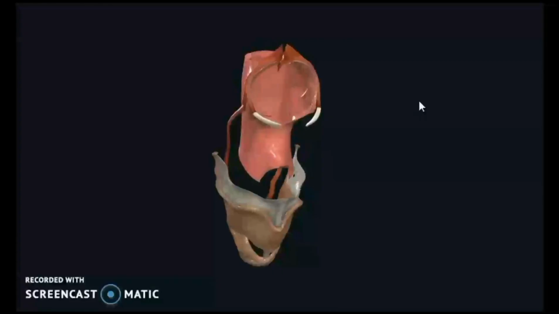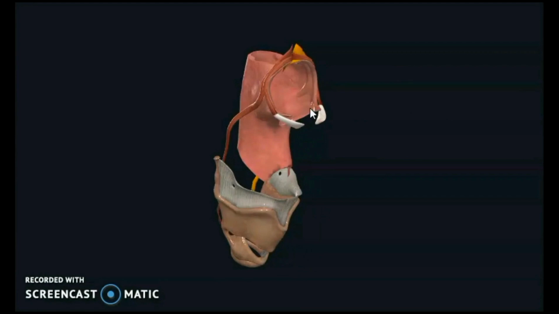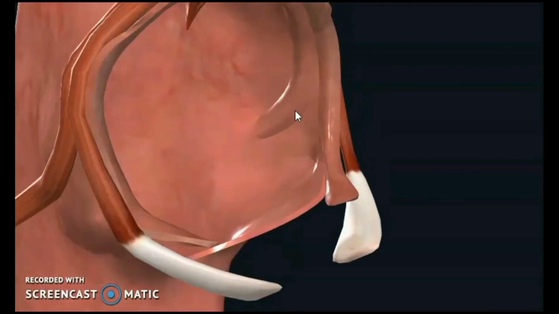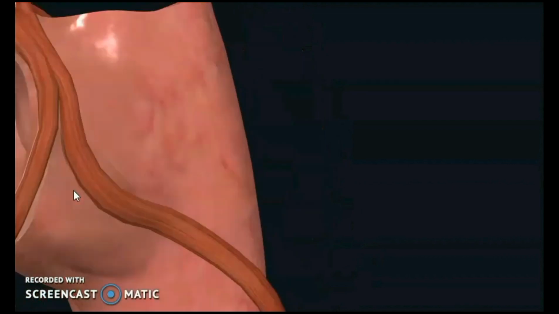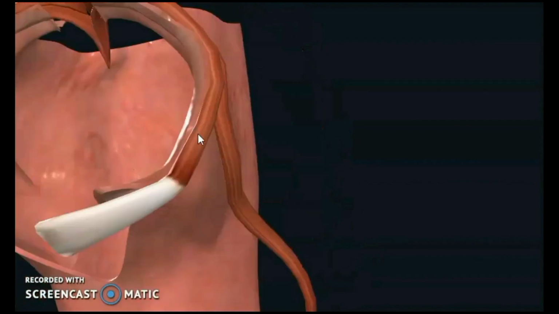You can see there it forms the anterior pillar of the tonsillar fossa. Yes, this is the tonsillar fossa. Posterior is formed by palatopharyngeus, anterior is formed by palatoglossus, and that is the fossa lodging the palatine tonsil.